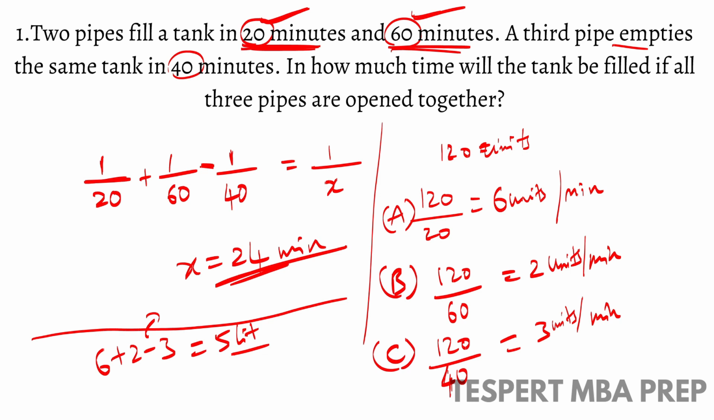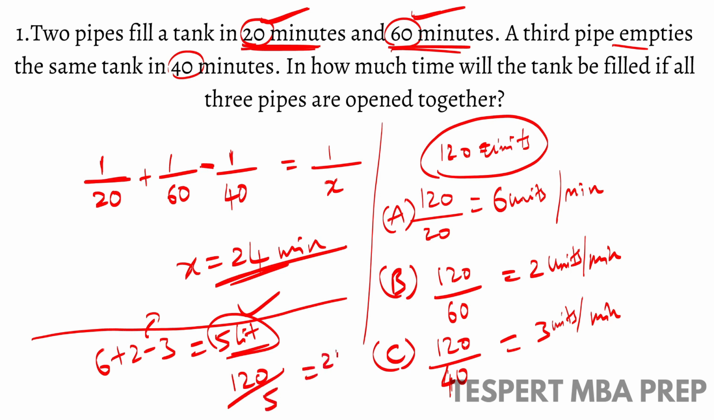So 120 units of water will be filled in how many minutes? As we considered 120 units as the total capacity, and in 1 minute 5 units are being filled, 120 by 5 will be equal to 24 minutes. So in 24 minutes the tank will be filled. This is the unitary method and this is the LCM method.